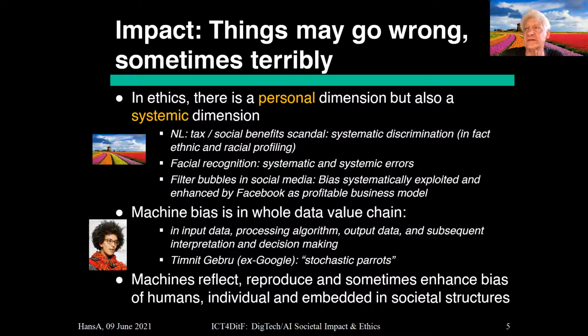The machine just parrots in a stochastic way what humans put in. So the conclusion, and actually she was forced out of Google because of this. And the reason seems, the real reason seems to be that Google did not want any possible criticism on its own algorithms. So machines do reflect, reproduce, and sometimes even enhance bias of humans themselves. And that might be both individual, but also those biases embedded in societal structures and in our cultures.